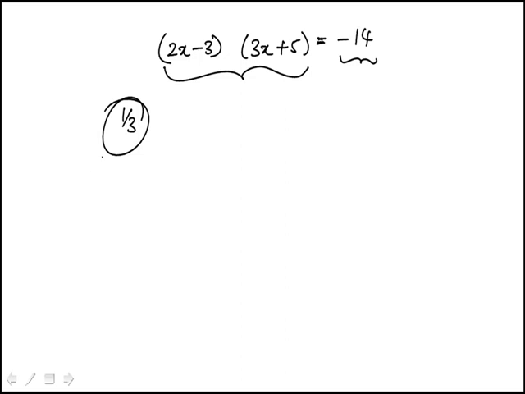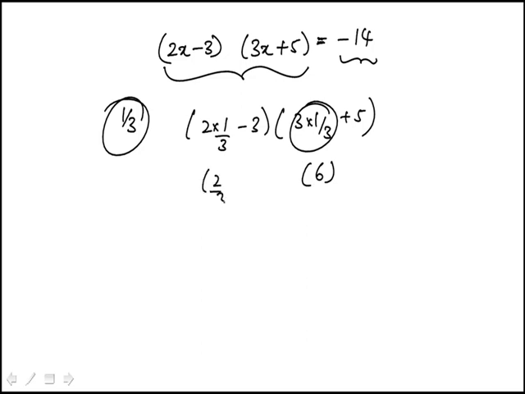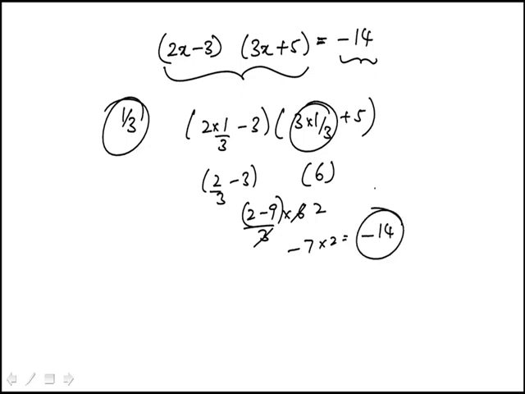We now know the answer is A. So if I'm plugging in 1/3, you want to do this with the calculator. 3 times 1/3 is 1. 1 plus 5 is 6. And then this is 2/3 minus 3, which is 2 minus 9 over 3, times 6. That goes here. That's minus 7 times 2. It's minus 14 indeed. So that one works out. And since no other choice has 1/3, we know the answer has to be A. So that's kind of how you would do it, by plugging in.